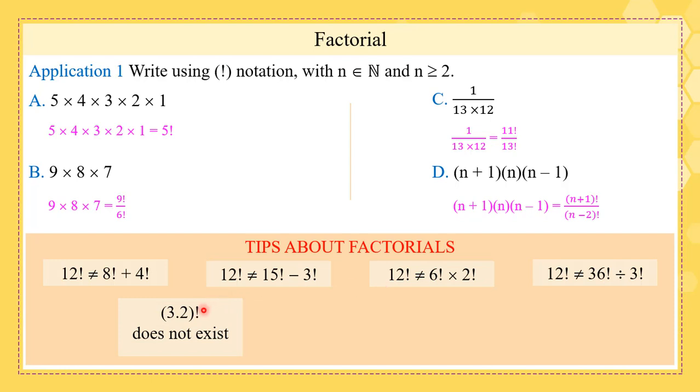We don't have a 3.2 factorial because when we want to talk about factorial, n should be a natural number. So this does not exist. This also does not exist for the same reason, and 17 over 2 factorial also does not exist.